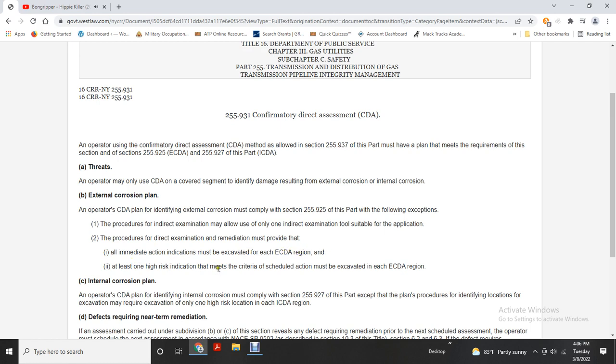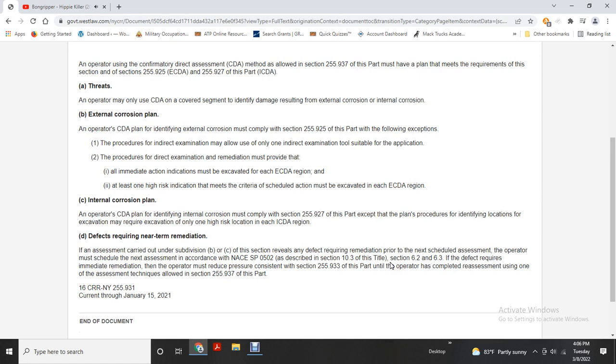At least one high-risk indication of needs for the criteria scheduled action must be excavated in an external corrosion direct assessment region. Internal corrosion plan. The conformity direct assessment plan identified with the internal corrosion must comply with Section 255-927 of the part, except for the plan proceed with identification and location of the excavation. The excavation may occur over only one high risk of the internal corrosion direct assessment region.